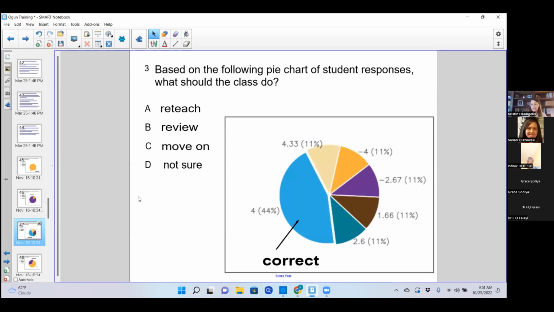So these are just examples. Based on this chart, what should we do? Should we reteach? Should we review? Should we move on? Are we not sure? I can say from looking at this, I would say we probably need to reteach. We have a lot of the students here that have all these different answers. So we want to talk about that.